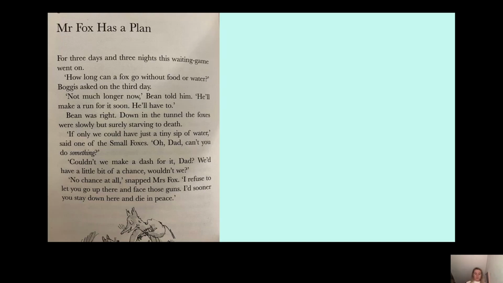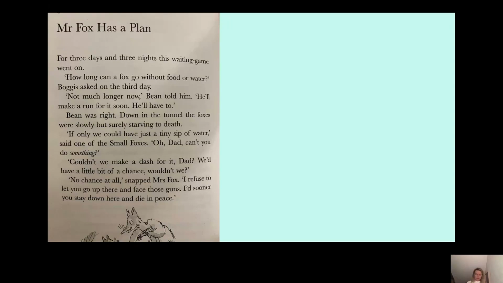Okay, so for 3 days and 3 nights, this waiting game went on. How long can a fox go without food or water? Vargas asked on the 3rd day. Not much longer, Bean told him. He'll make a run for it soon. He'll have to. Bean was right. Down in the tunnel, the foxes were slowly but surely starving to death. If only we could just have a tiny sip of water, said one of the small foxes. Oh, Dad, can't you do something? Couldn't we make a dash for it, Dad? We'd have a little bit of a chance, wouldn't we?